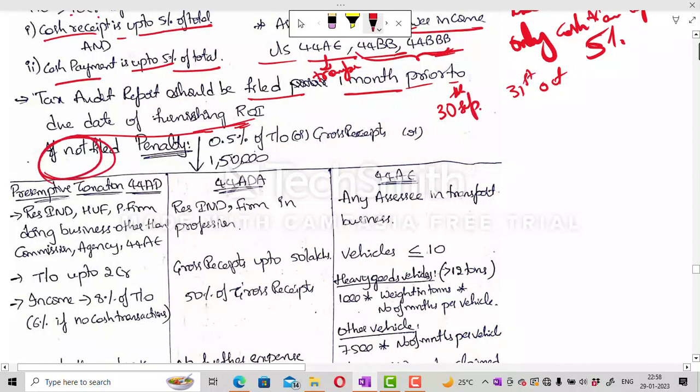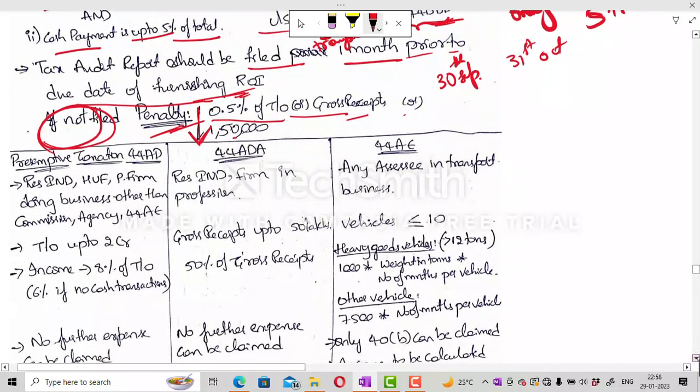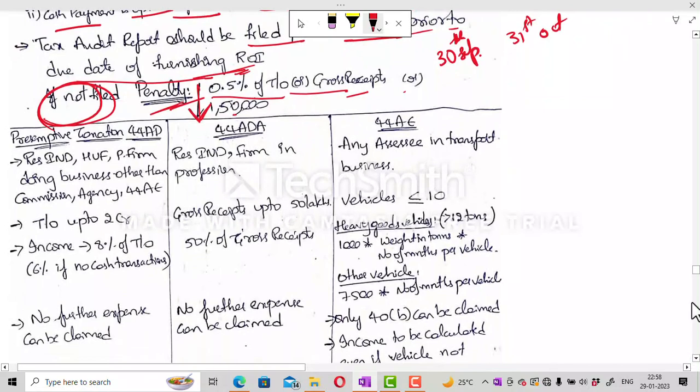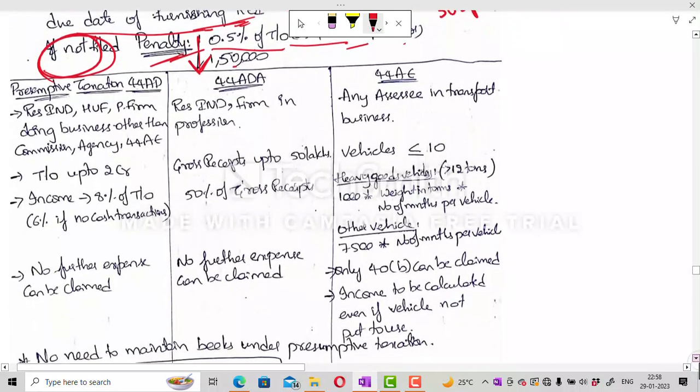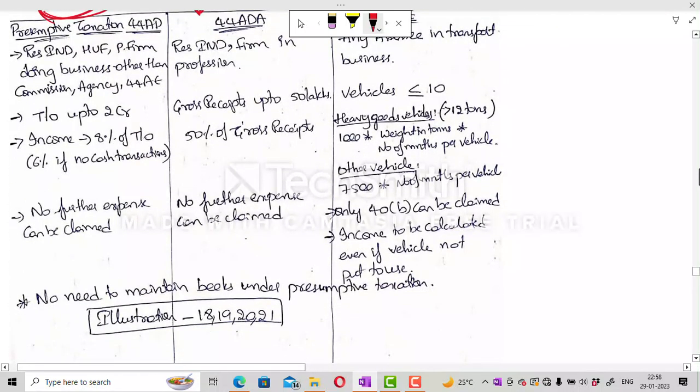Okay, if not filed, what is the penalty? Above we have studied, if books of accounts are not maintained, then 25,000 will be the penalty. Here it is 0.5% of turnover or gross receipts, or 1.5 lakhs, whichever is lower. It is more than triple, sorry, not even triple, it's more than that. And that's about tax audit.